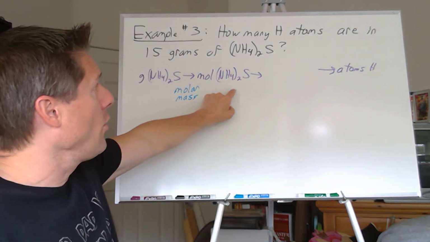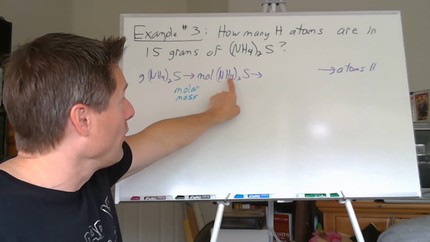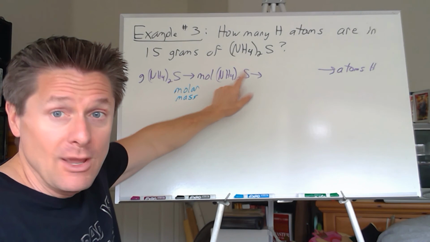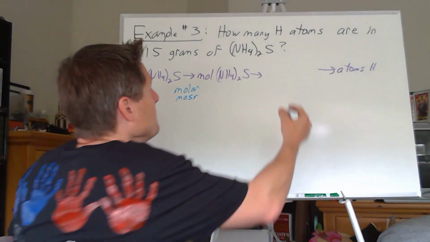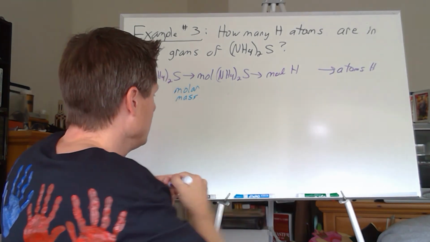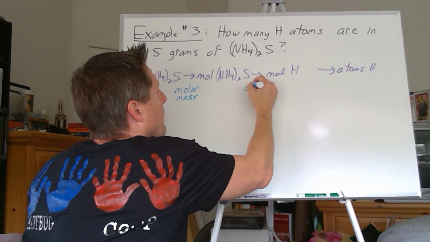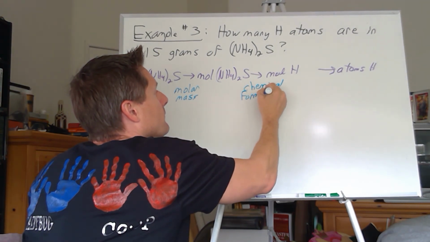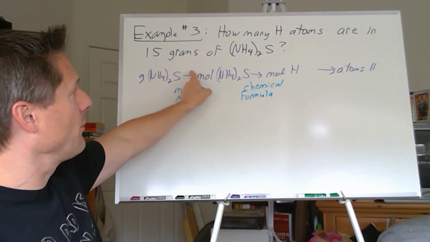So once I'm in moles of the whole substance, I can go to moles of any portion of that substance, right? So you see the 2 times 4? We did this when we calculated the molar mass. I can go to moles of hydrogen using the chemical formula as my conversion factor. Right? So step 1, step 2.